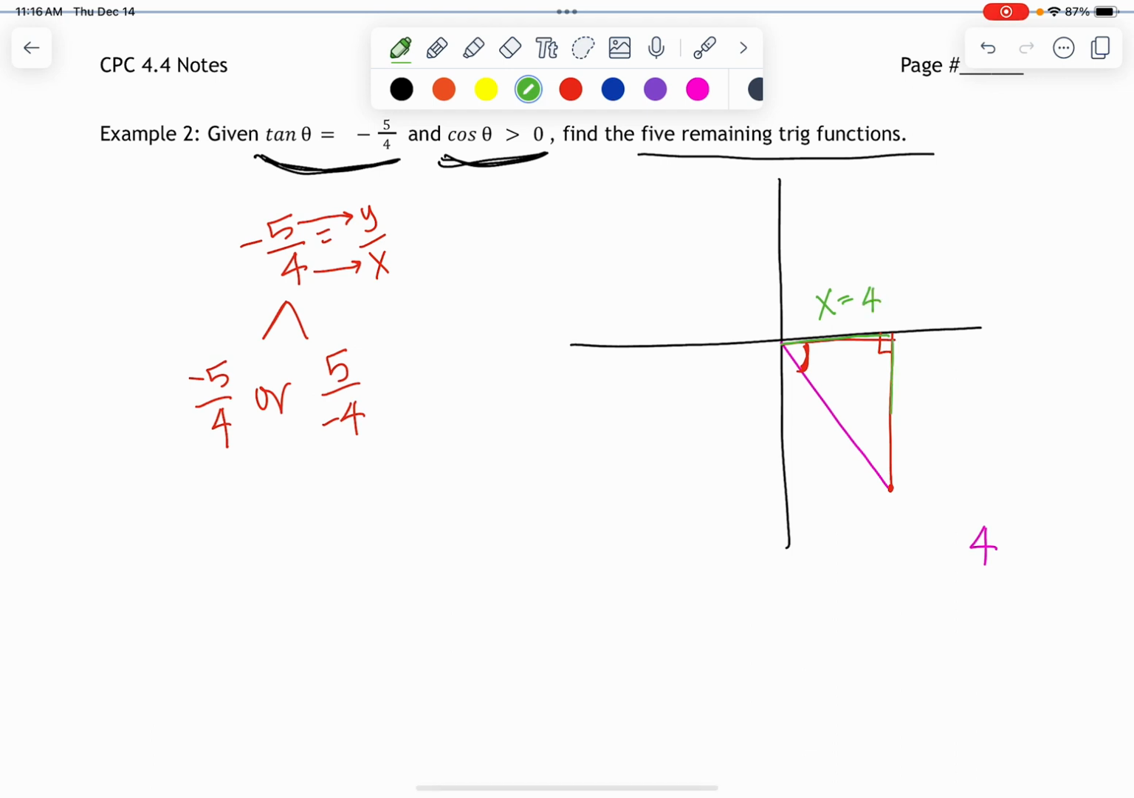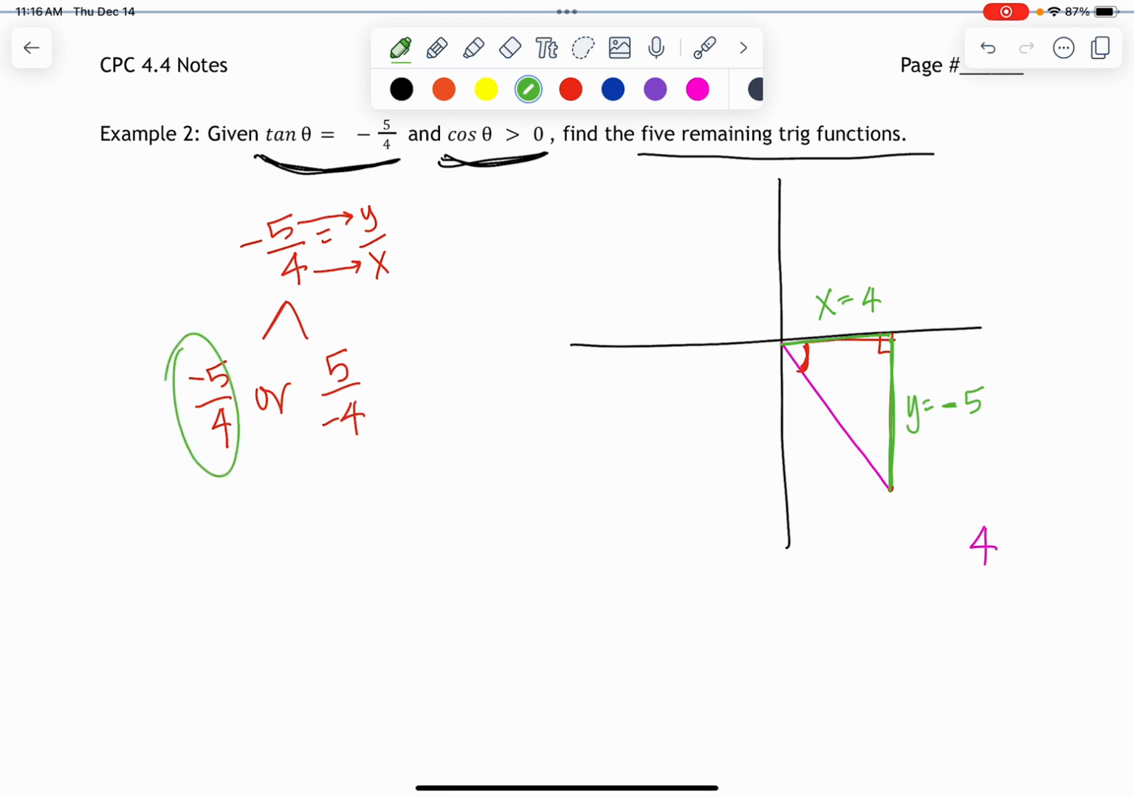And then this is down, this is how far it goes down on the y-axis, so this would be y, and that's 5. If you look here, this one is over to the right, that's a +4. This one is down, so that's a -5. So by graphing the angle in the correct quadrant, I'm able to figure out where that negative goes.